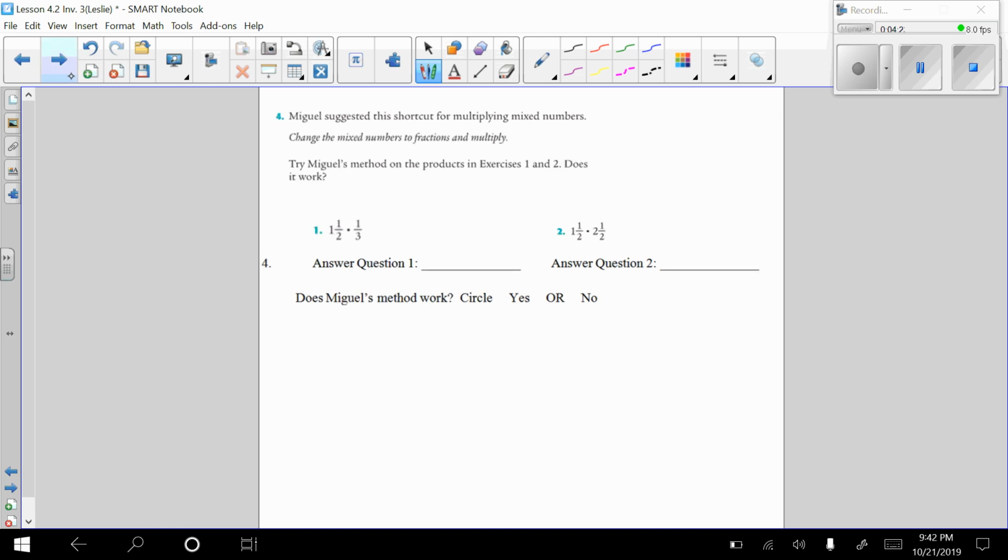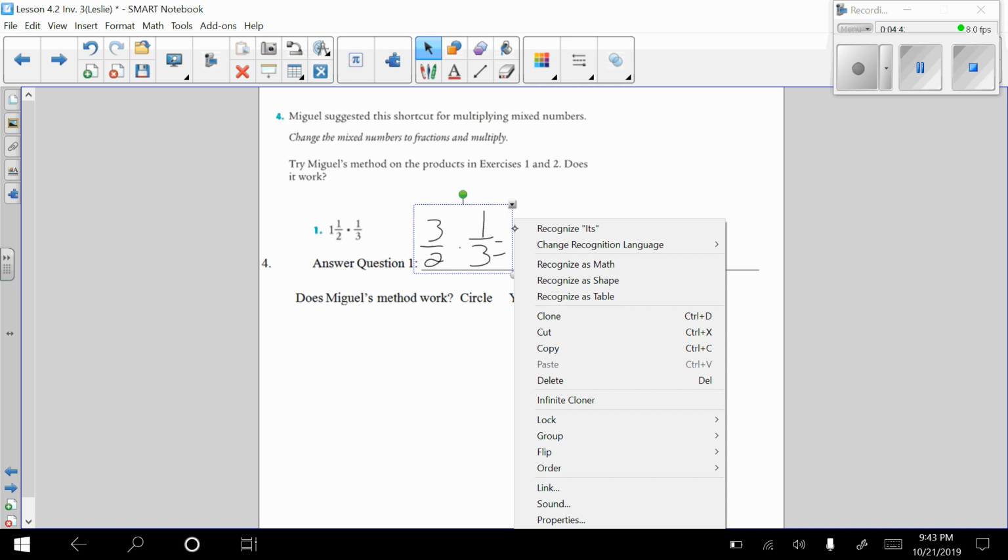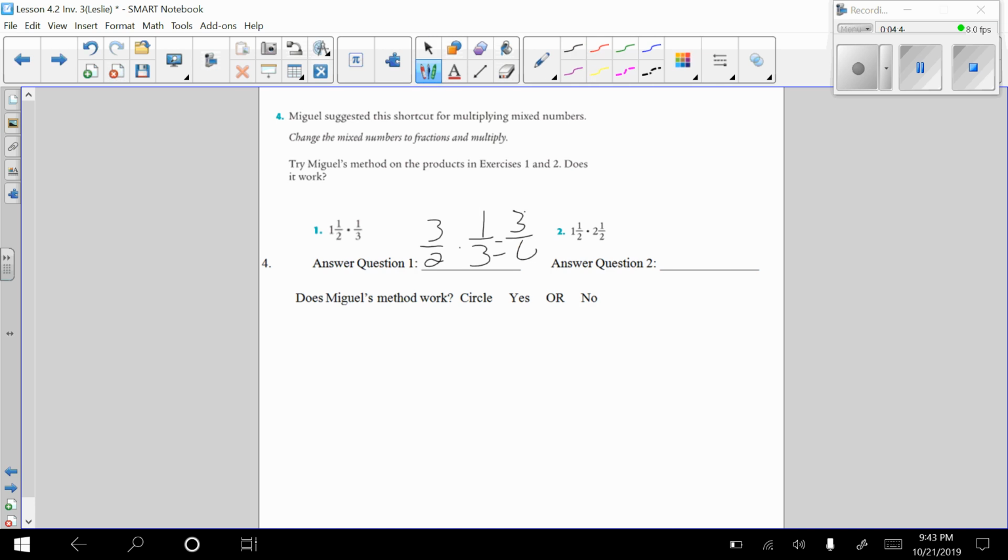Here's another method. Miguel suggests another shortcut. Change the mixed numbers to improper fractions and multiply. Well, let's try that. 1 1/2 as an improper fraction is 3/2 times 1/3. That gives me 3 over 6, which equals 1/2. That's the same answer I got before. That was the method I was using, wasn't I?